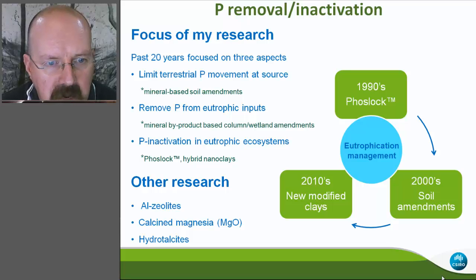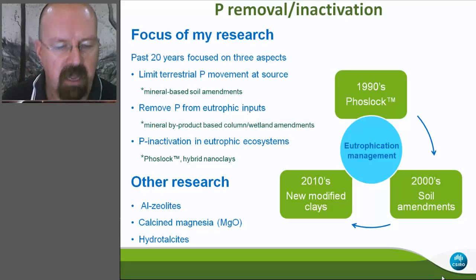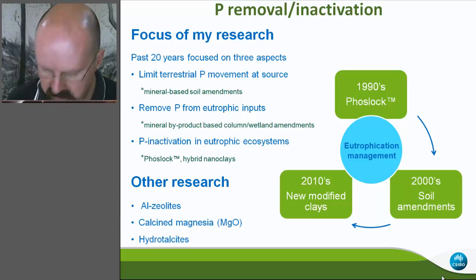Now, I won't talk about that too much because I think that's going to be covered by a number of the other speakers in this e-conference. I also won't really talk too much about other research other than to say there are other phosphorus absorbents out there that are being looked at, things like aluminium substituted zeolites, calcined magnesia, and also hydrotalcites.